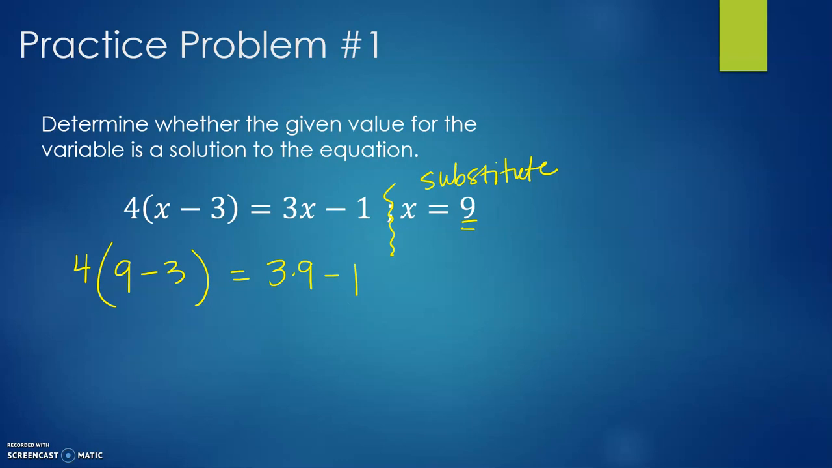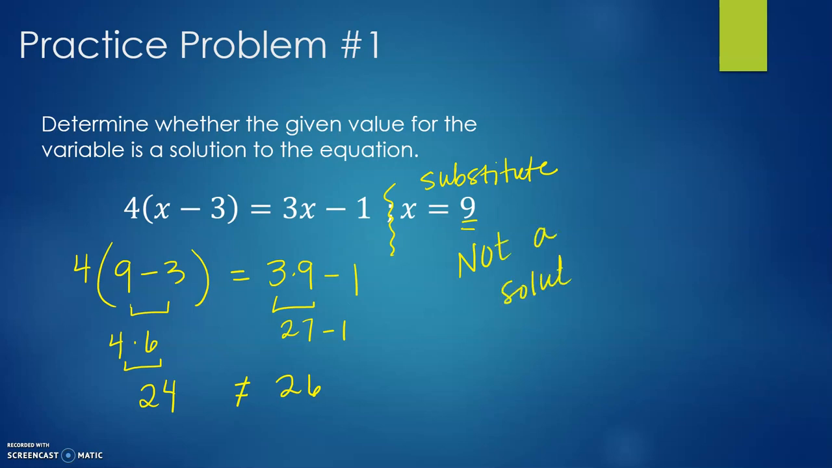So over on the left side, 9 minus 3 is 6. And then 6 times 4 is 24. So if this side also equals 24, then it will be a solution. 9 will be a solution. So we have 9 times 3 is 27. 27 minus 1 is 26. 24 does not equal 26. Therefore, 9 is not a solution. It does not substitute in and make a true statement.